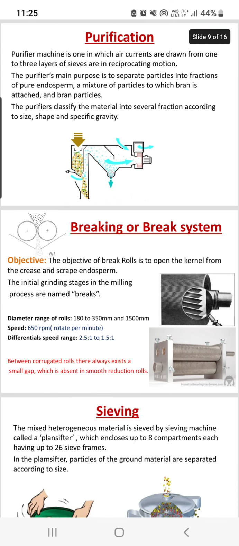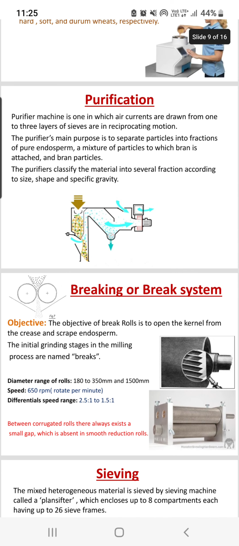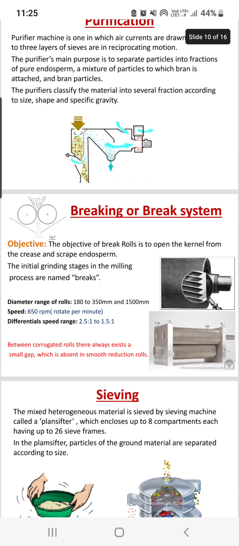So next is breaking or break system. After tempering and after purification, we reduce the size of the wheat kernels so that we can convert them into wheat flour. Like objective of the break system, break rolls, is to open the kernel from the crease and scrape endosperm. Crease is the central portion of the wheat grain which closes the seed. So from that point the break rolls break the seed and convert it into two parts. By this way the endosperm becomes free.